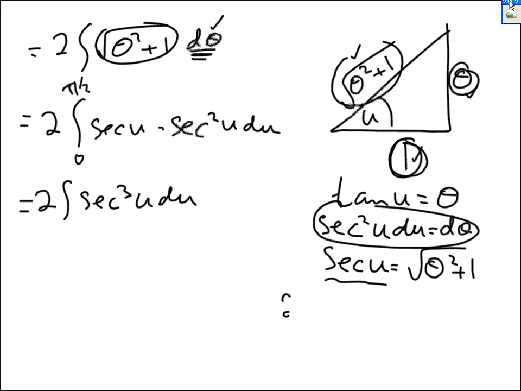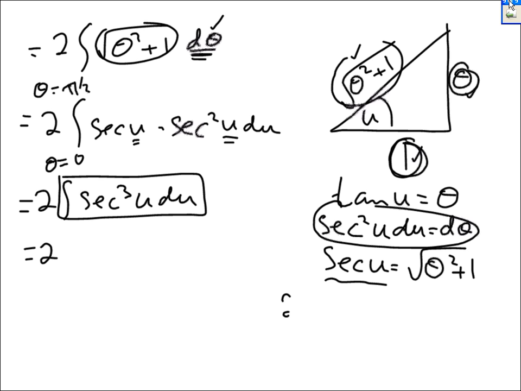One little typo. If you want to write those limits like I did, since you changed their letters to u, you should say very clearly, theta is 0, not u. Theta is pi over 2. Now, this integral, we solved by parts last semester in Calc 2. We got what's called the reduction formula.